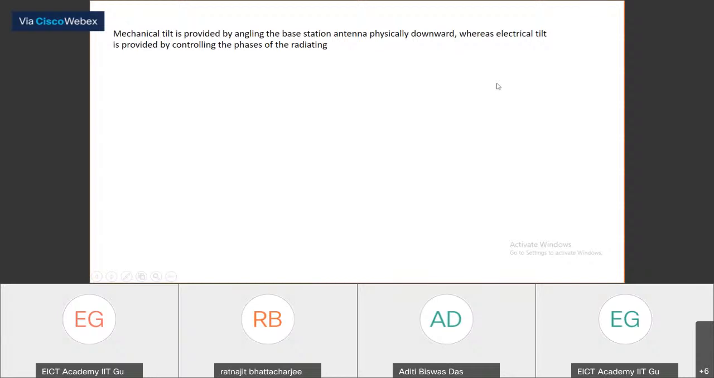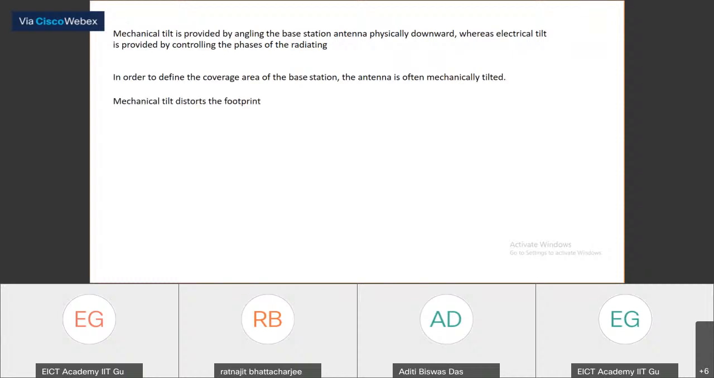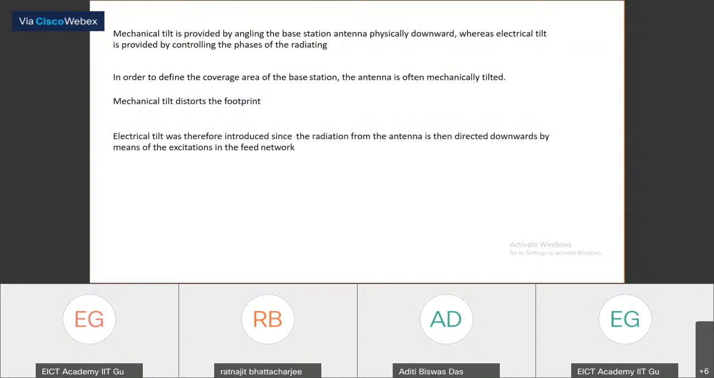So mechanical tilt is provided by angling the base station physically downward, as I showed in that picture. The antenna unit itself is put with a tilt, whereas electrical tilt is provided by controlling the phase of the radiating element. In order to define the average coverage of the base station, the antenna is often mechanically tilted, and mechanical tilt distorts the footprint.